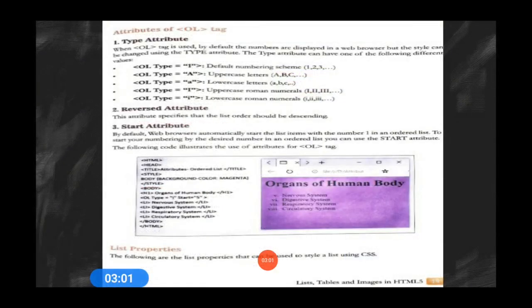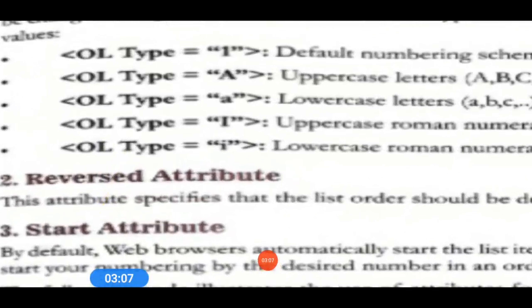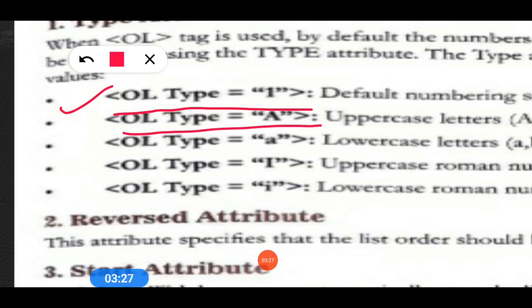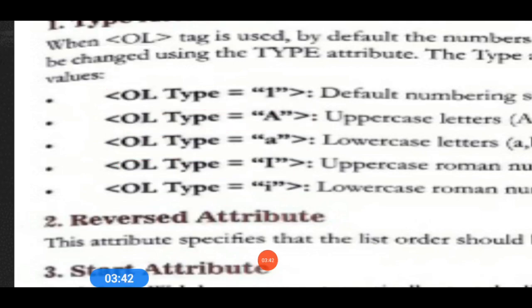When we are using an ordered list, the attribute is also important. Suppose you want to mention anything in numbers, then you will use this code, type 1. If you want an alphabet wise list A B C D in capital letters, then you will use this code. If you want small letters, then this code. If you want Roman numbers, or small Roman numbers, then the next one. So in this way you can use it.